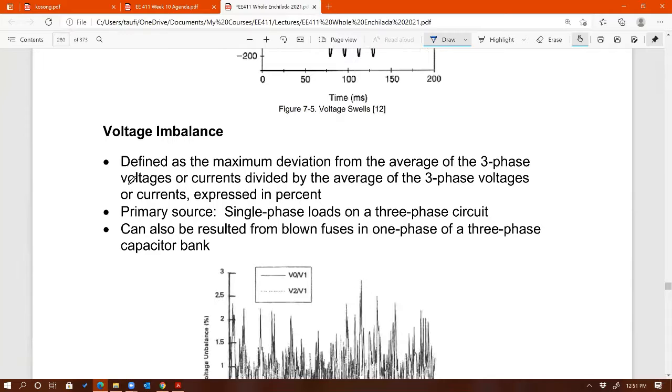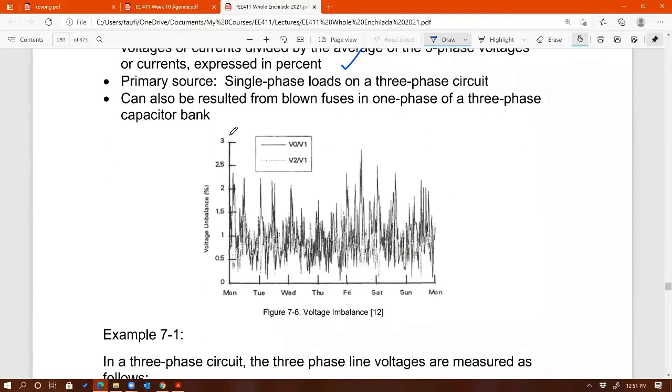And then we have voltage imbalance, defined as the maximum deviation from the average of the three-phase voltages or currents, divided by the average of the three. All right, so this is just one definition. I'm going to show you different definitions. But before I do that, it is caused by, for example, blown fuses or unequal distribution of loads.